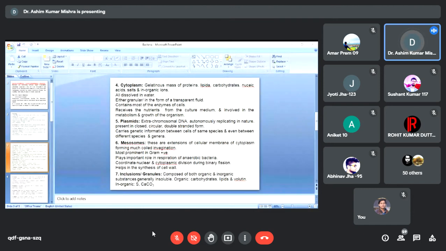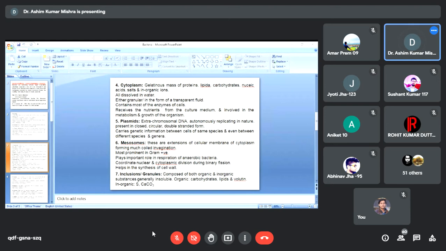Next, it plays an important role in respiration of anaerobic bacteria. So in case of anaerobic bacteria, which survive in the absence of oxygen, it plays a role in their respiration. It also coordinates nuclear and cytoplasmic division during binary fission. It just acts like a bridge between the nuclear and cytoplasmic division during binary fission. It helps in the synthesis of cell wall.